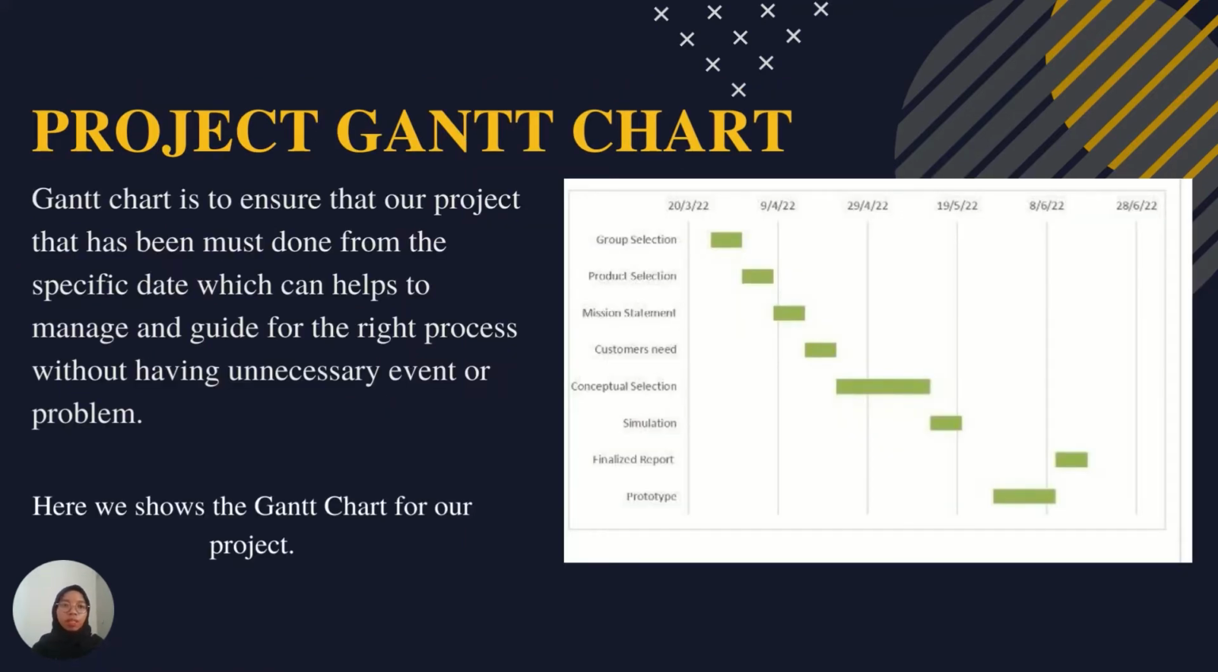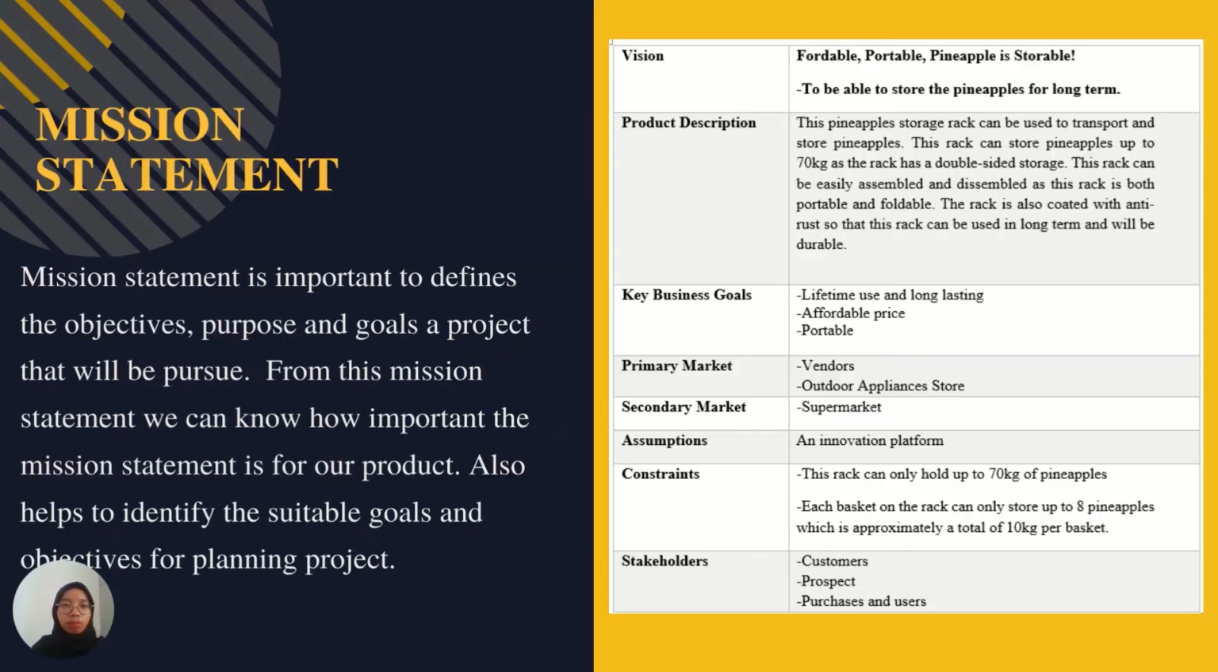For the project Gantt chart, the Gantt chart is to ensure that our project is marked done by the specified date, which can help to manage the right process without having unnecessary events or problems. So here we show the Gantt chart for our project. We start from 20 March until the prototype and finish our project report.